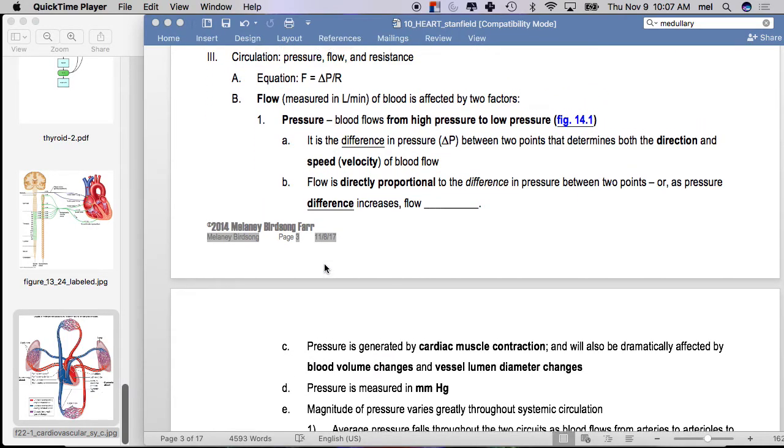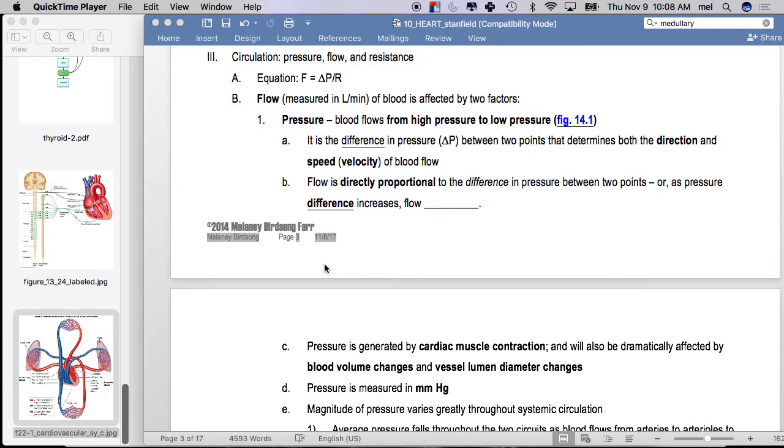Okay, so now we're going to talk about how circulation works. It is this interaction that we just talked about: pressure, flow, and resistance. And so the equation that we're going to be dealing with is super easy. F is blood flow, which is what we want. Specifically, we want blood flow to capillary beds. And F equals delta P over R. Okay, so let's talk about what that means.